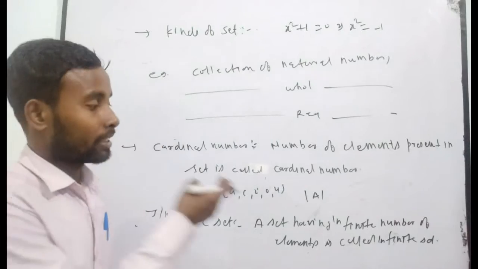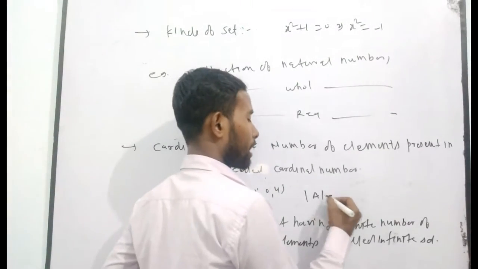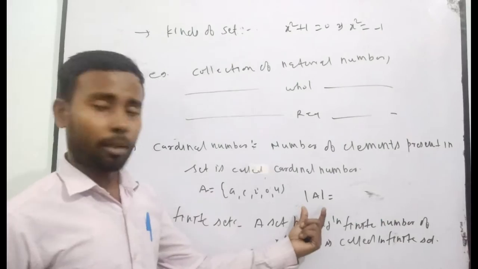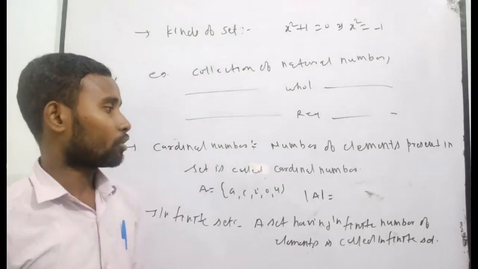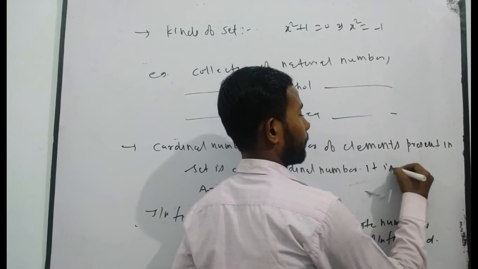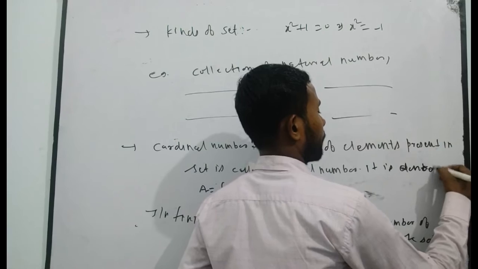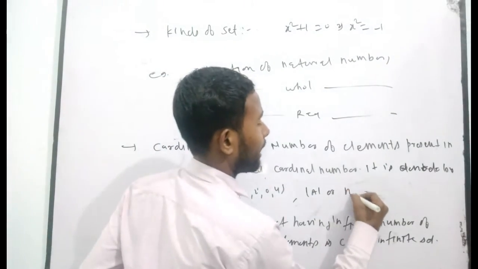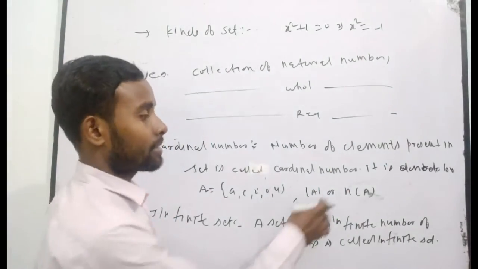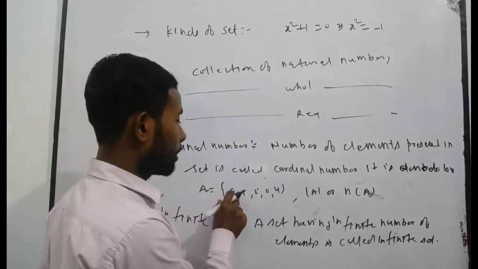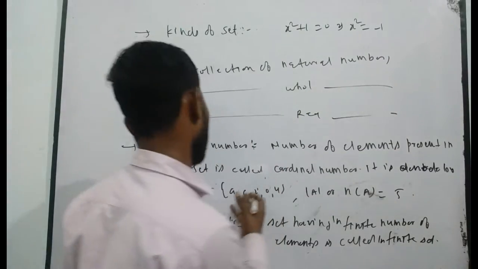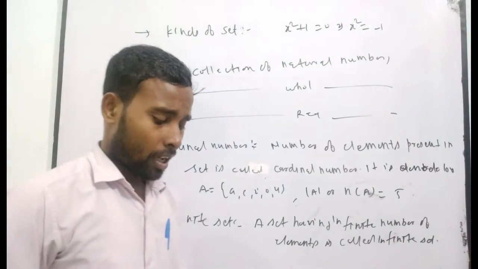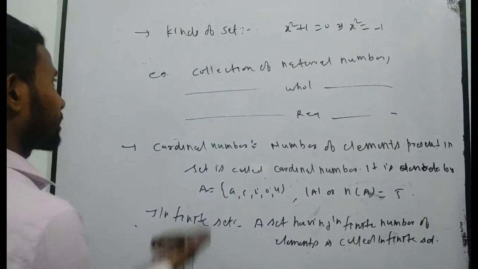It is sometimes denoted by double vertical bar, or it is also denoted by another symbol, but that is not written. In general, it is written under double vertical bar. This symbol represents the cardinal number of this set. You can write it is denoted by double vertical bars around A. It means number of elements in set A, which will be how many elements? 5. So the cardinal number of this set will be 5. Cardinal number means that number of elements present in a set. It is very easy. Now I want to take some examples of this exercise.